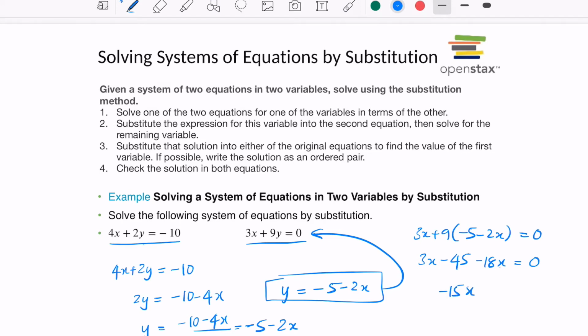So minus 45, push it to the other side. It becomes 45. So x becomes 45 by negative 15. So negative 15, so this becomes 3. So you end up getting negative 3. So here x equals negative 3.